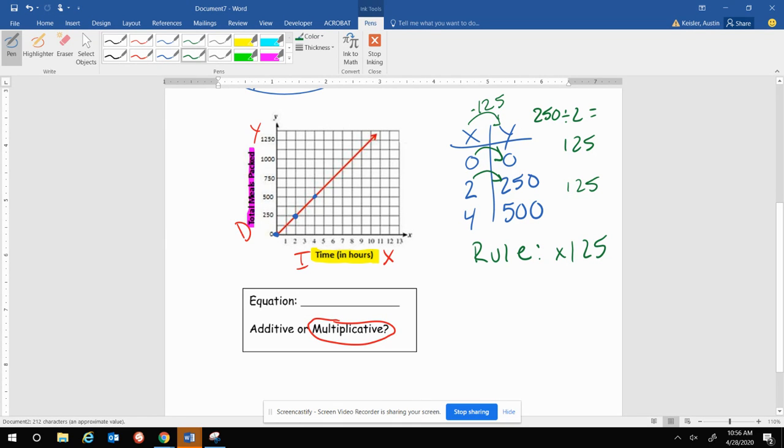So remember, our equation is just our rule with our variables. So I'm multiplying x by 125. So I'm going to do 125x, and my result is y, or the dependent variable. So that's my equation. So remember, on two variables, you're just using the table to find a rule. If you have a graph, you're going to have to make your own table first.